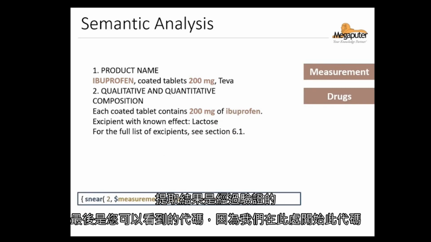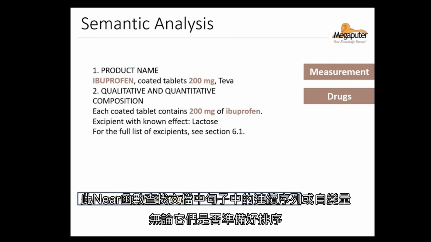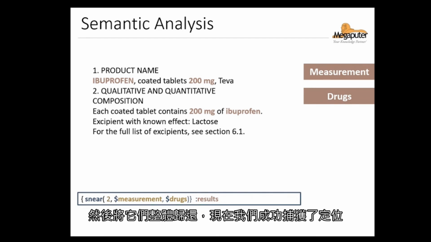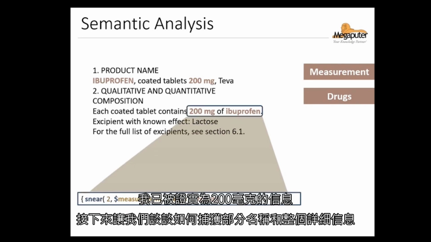And last, the code. You can see at the very beginning there is a sneer code. The sneer function finds documents that contain a sequence of arguments within a sentence, regardless of their relative order. Here, if the length between measurement and drug name is less than or equal to 2, then return them as a whole. Now, we successfully capture the target information, which is ibuprofen 200 milligram.